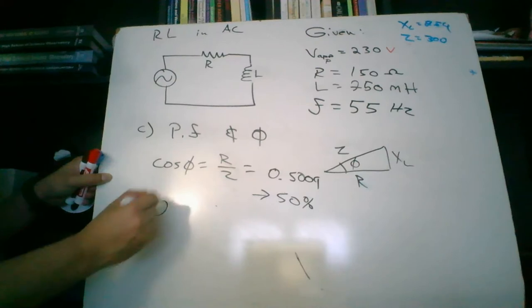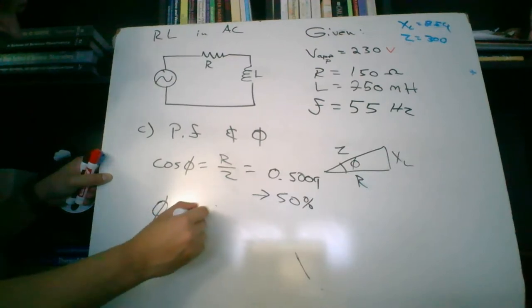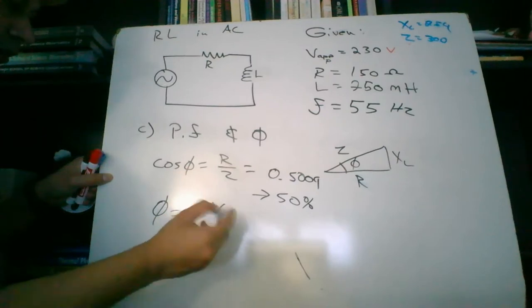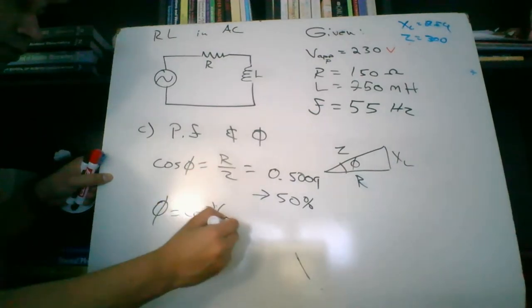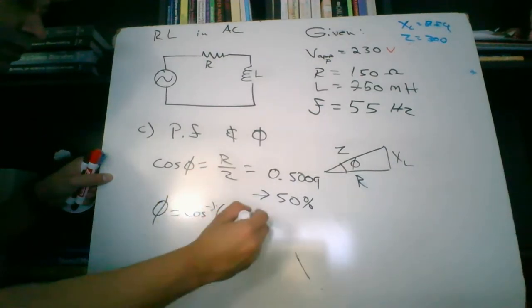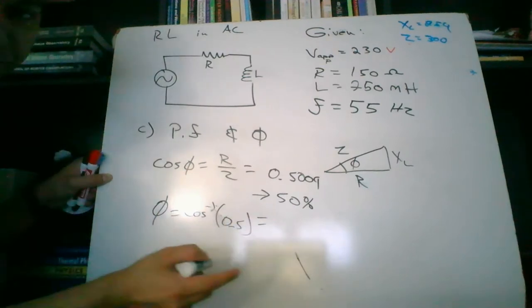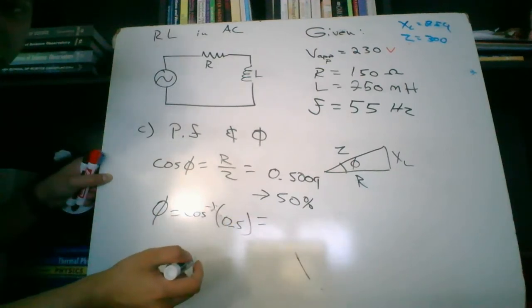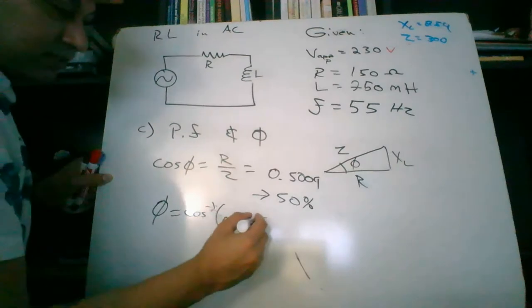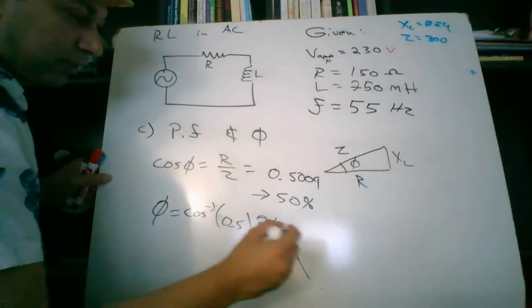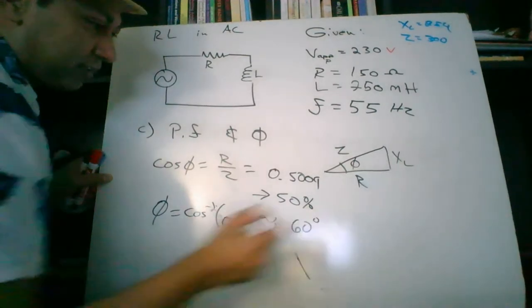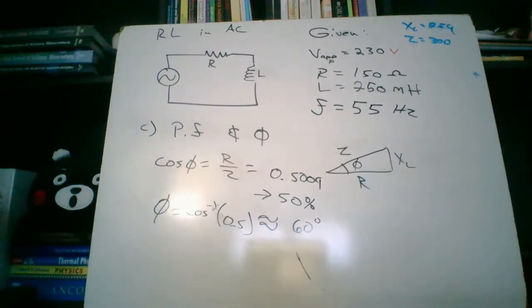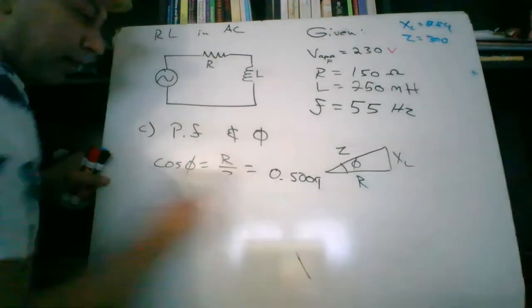And then phase angle is going to be cosine inverse of this value, 0.5. And that's going to be 59 degrees, 59.9 degrees. But Zoe, I'm just going to round it. I'm just going to say 60 degrees because 60 degrees is a nice number. So from there, what is the real power? What is the reactive power?